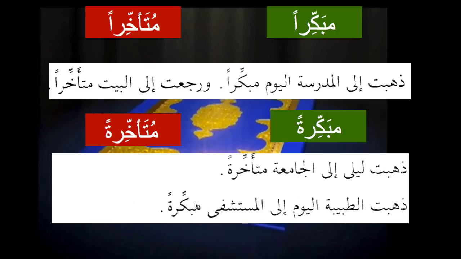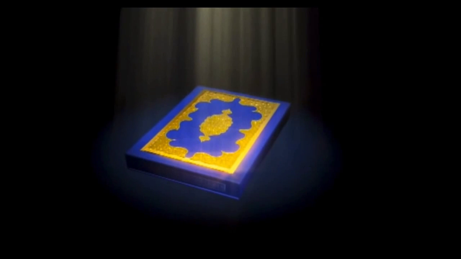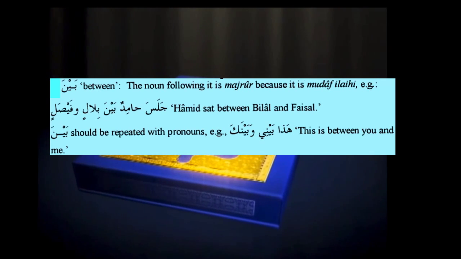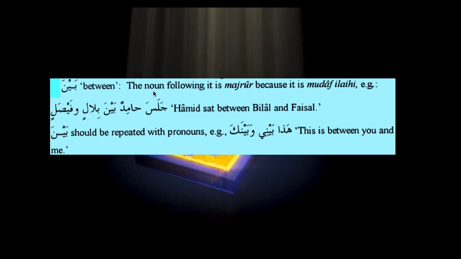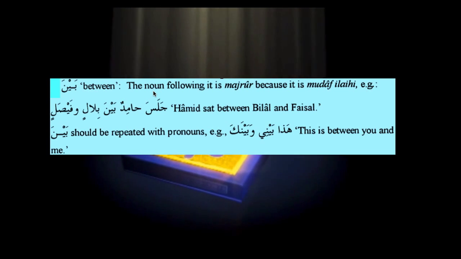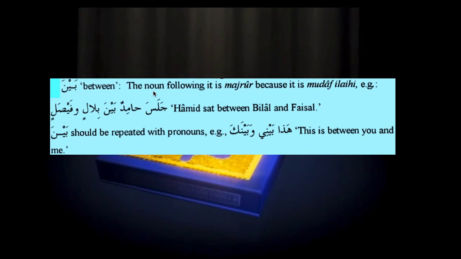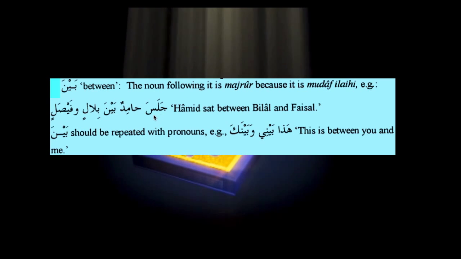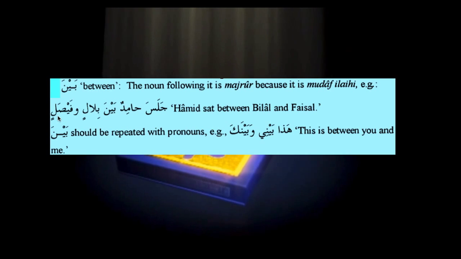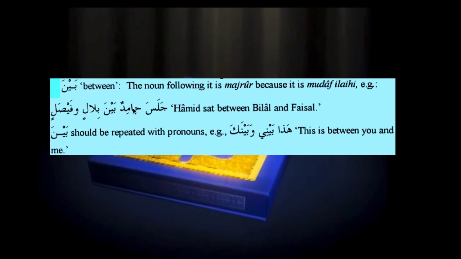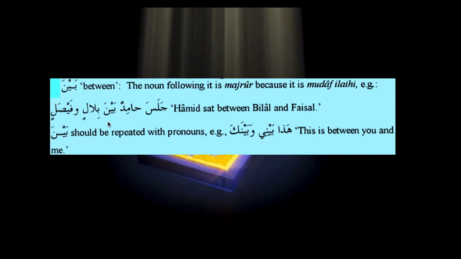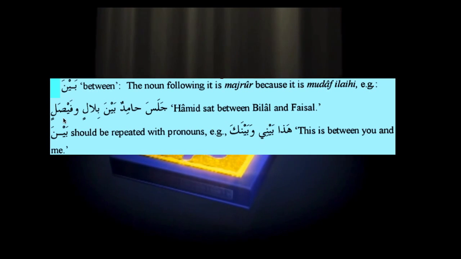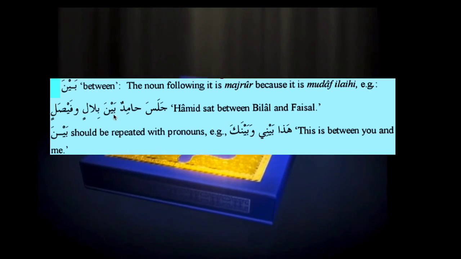And another quick concept which Dr. Abdul Rahim explains at this stage is the use of zarf bayna. Bayna means between. We know that what comes after the zarf is mudaf ilayhi, so after bayna we have a majroor noun. For example, jalasa Hamidun bayna Bilalin wa Faisalin. Jalasa means he sat. So Hamidun sat between Bilalin wa Faisalin. Wa is ataf and Faisalin is ma'tufun ala Bilalin. This is how bayna is used.